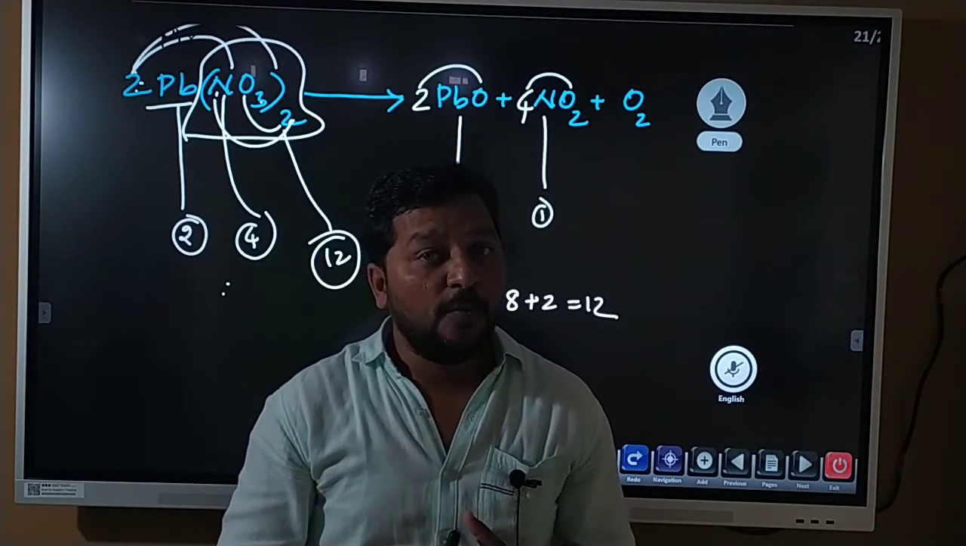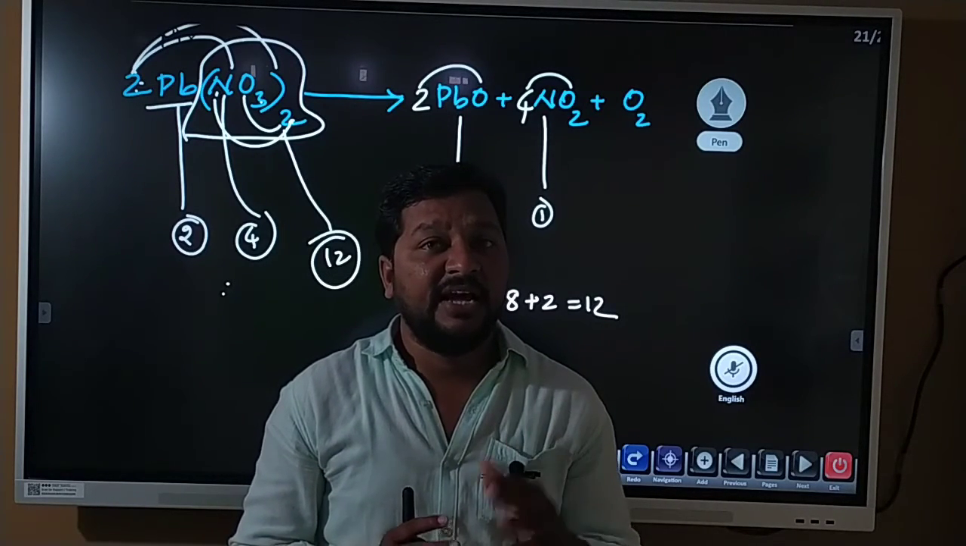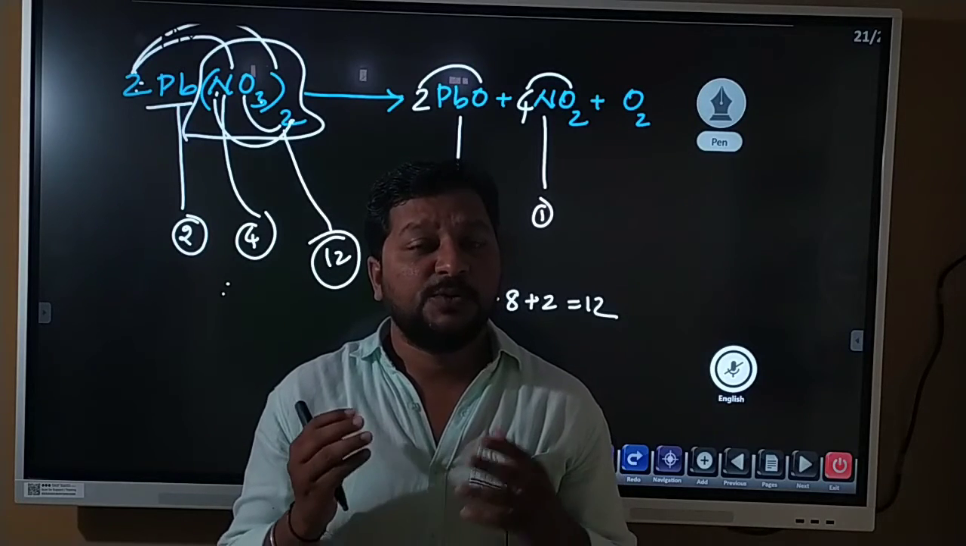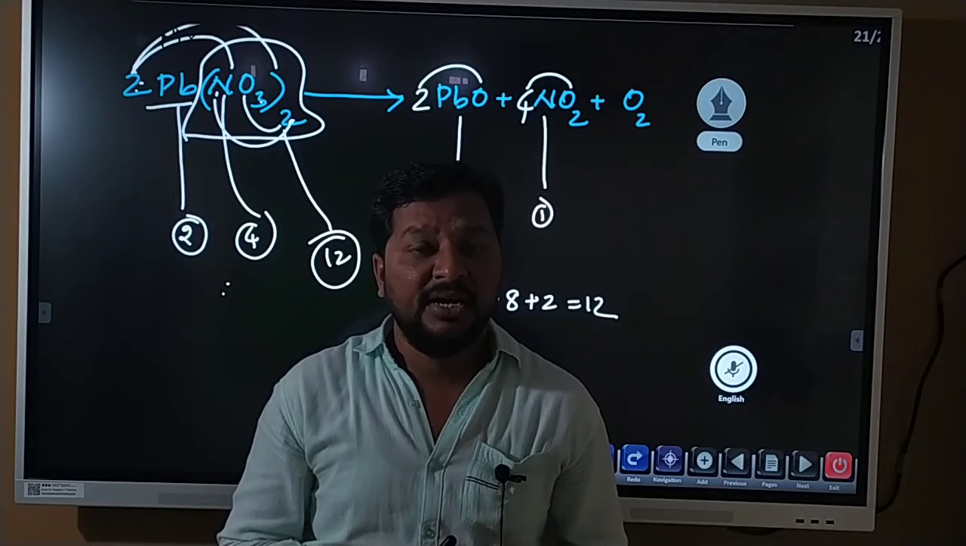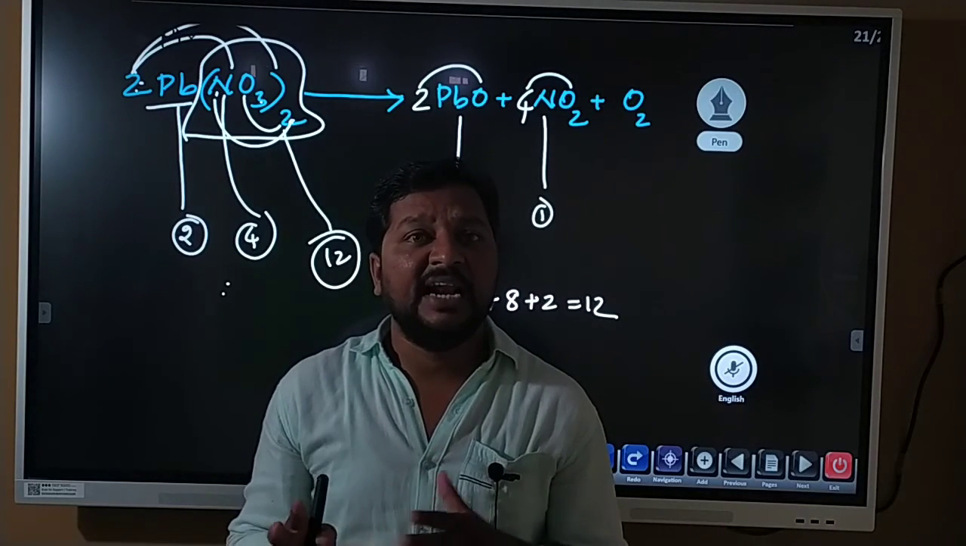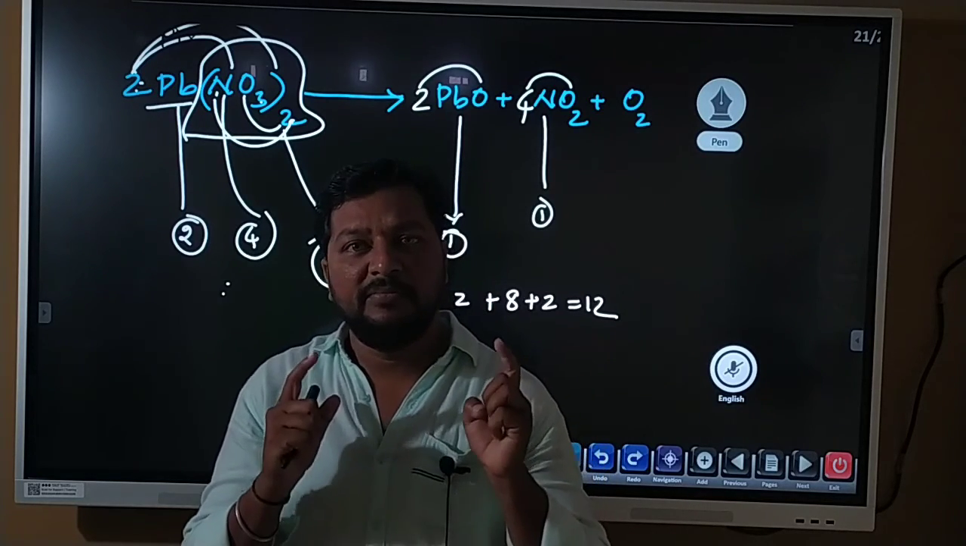So what is your homework? Simple. Open your science textbook. It may be 8th, 9th, 10th or a higher grade. Just open the textbook and write 10 to 15 chemical reactions and identify whether each is skeletal or balanced. If it is skeletal, convert it into balanced.